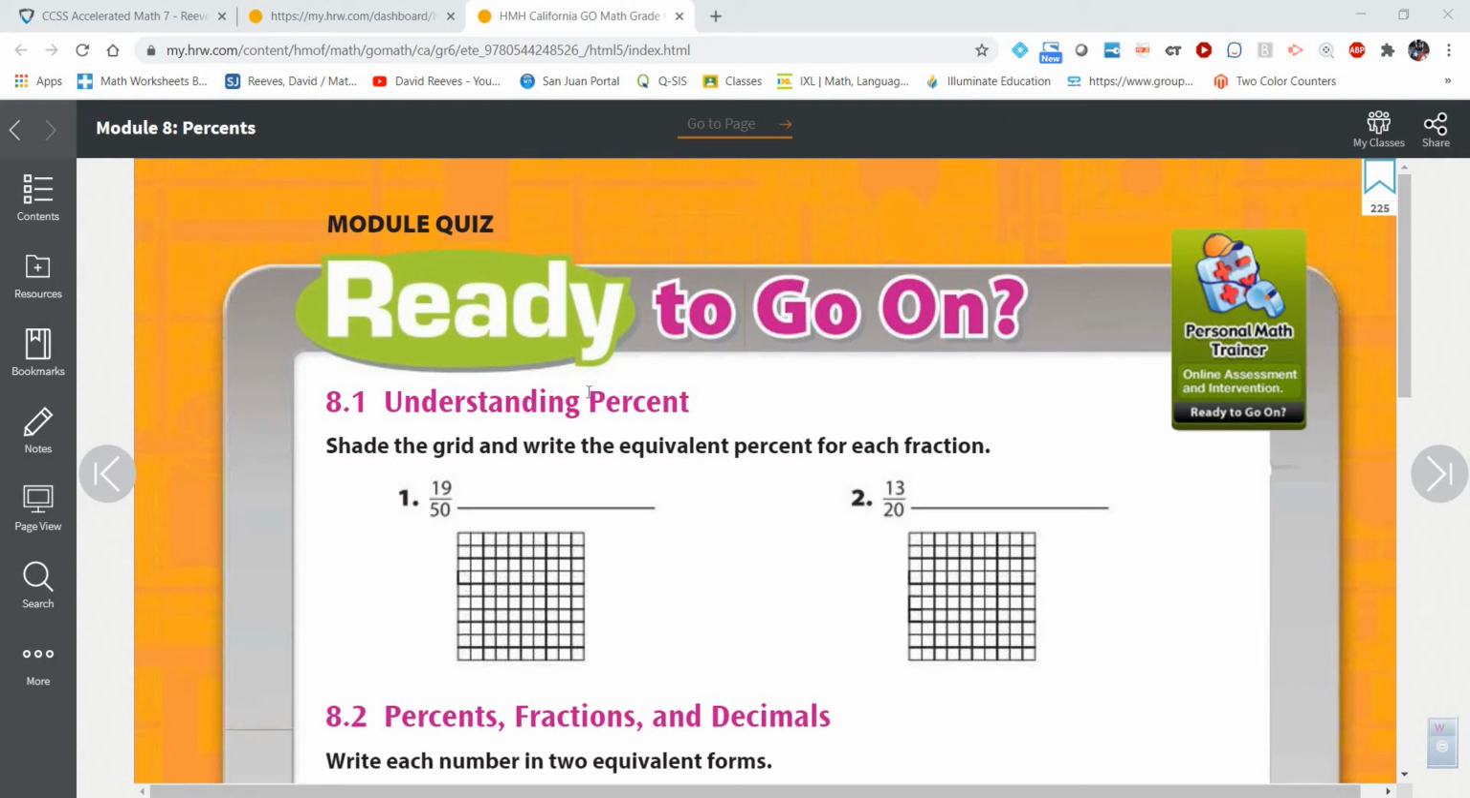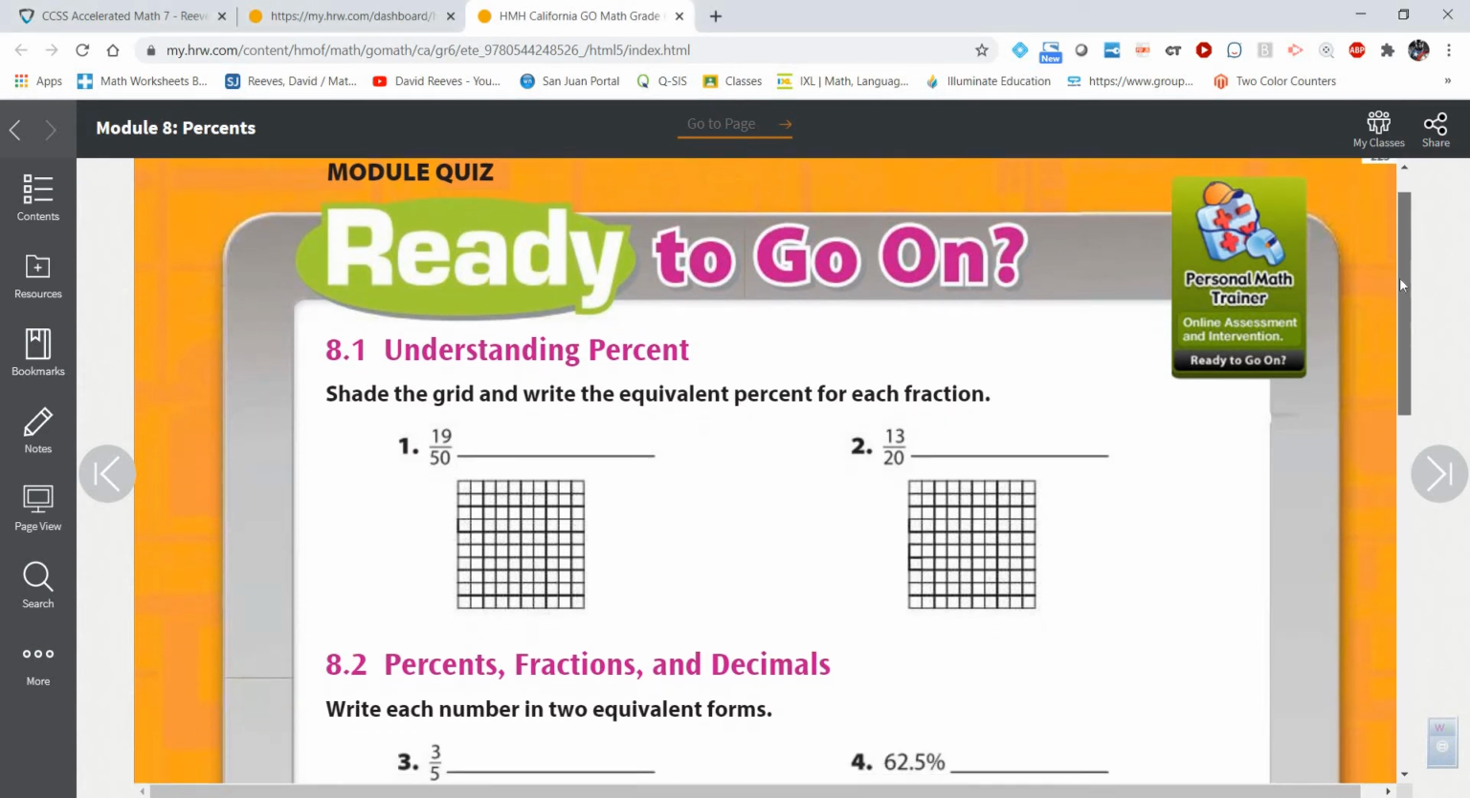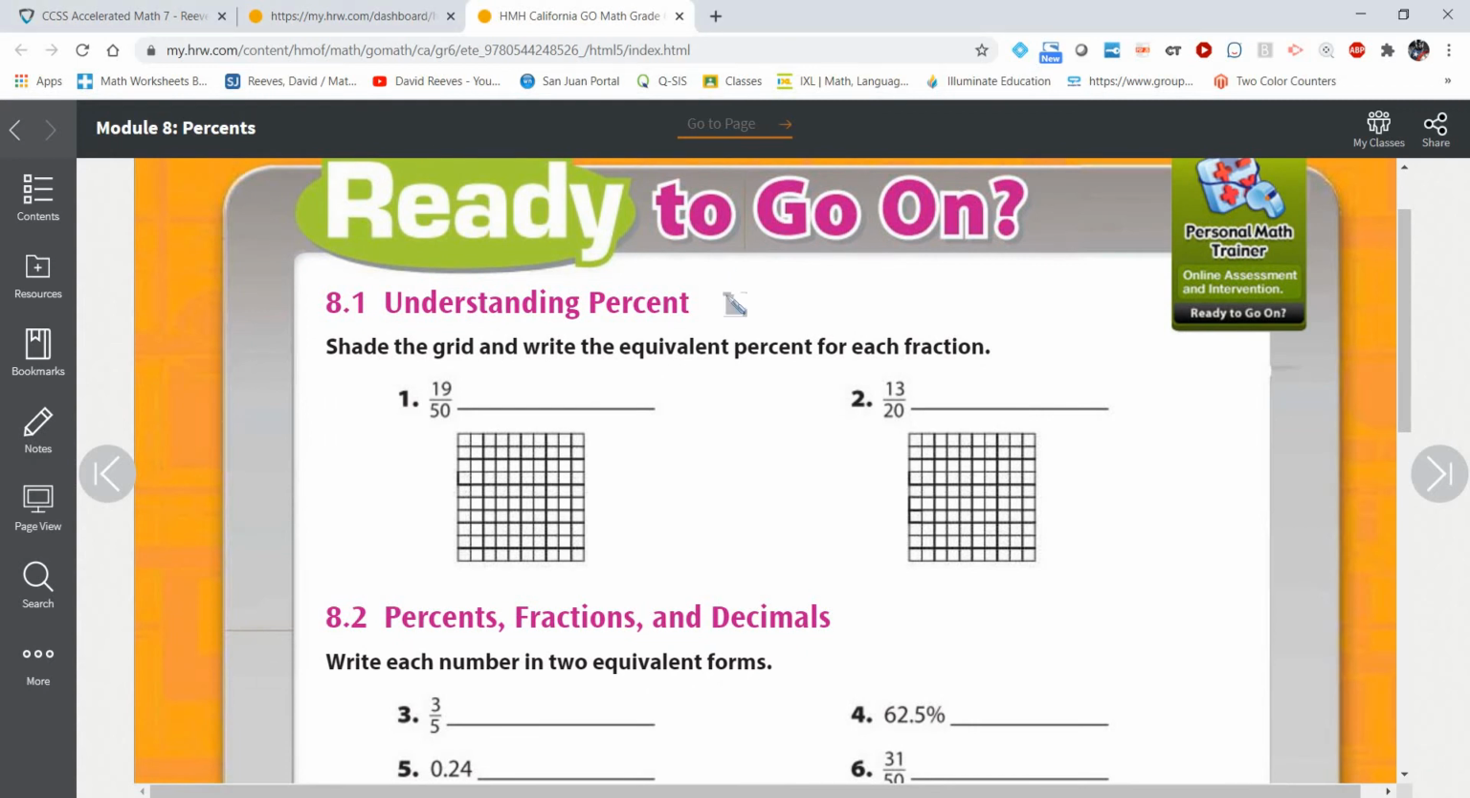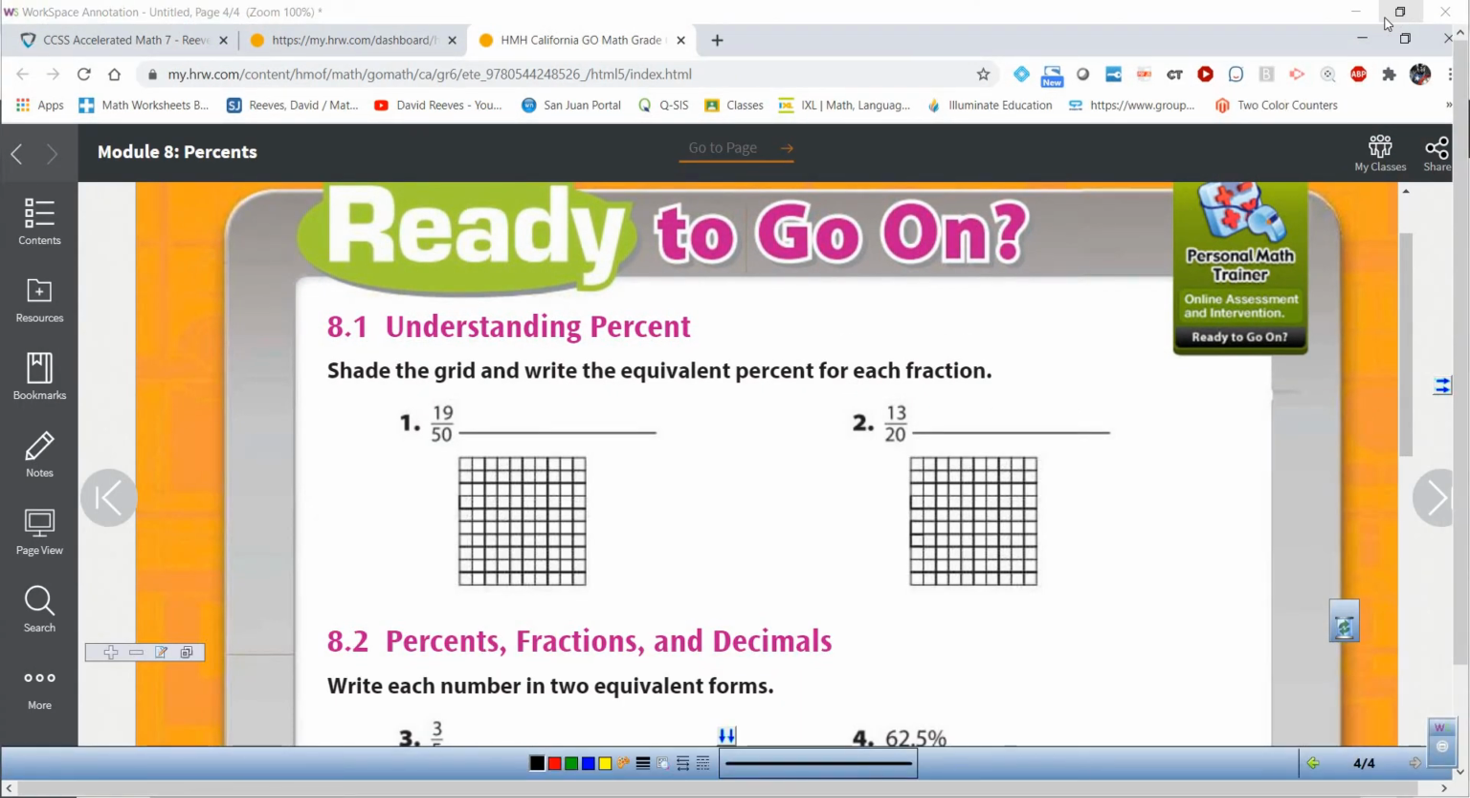And in this video, I'm going to work through the Module 8 quiz from the Math 6 textbook on percents as we prepare for our quiz on percents and problem solving with percents. All right, so let's start off now with some review material from Module 8.1. Understanding percent.